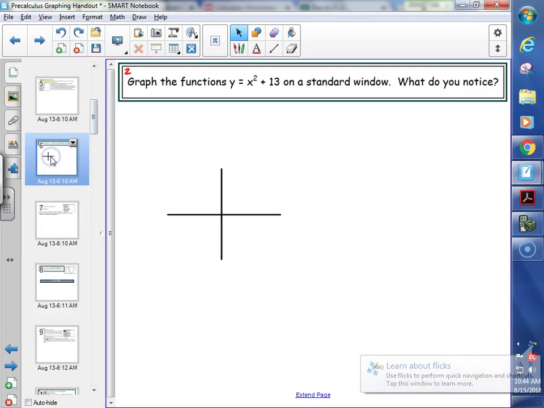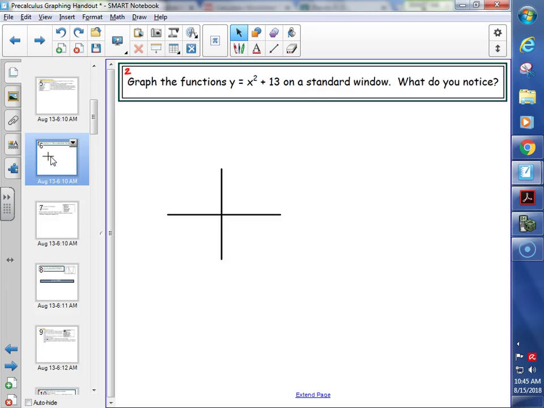Number 2. Okay. If you have a blank graph, you answered the best possible answer. Why? Why would a blank? It didn't fit in the standard window. Now, if some of you were like, wait, I know what they meant. What they meant was to see it wasn't there, and then to zoom out, and then to show the parabola that had been shifted up 13. Okay, good job. That wasn't a bad answer.